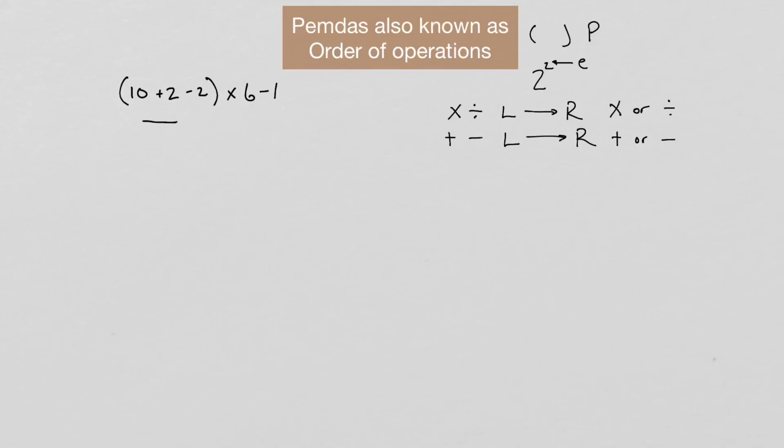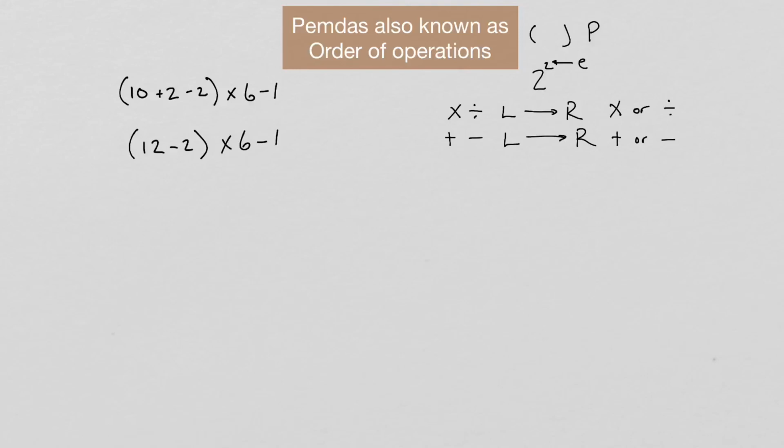Okay, 10 plus 2 minus 2 times 6 minus 1. So let's do the parentheses first. 10 plus 2. Okay, we need to do our addition before our subtraction. Remember, we're working left to right, so we're at this row here. Left to right, addition or subtraction, whichever one we run into first. So we have 10 plus 2. That gives us 12 minus 2 times 6 minus 1.